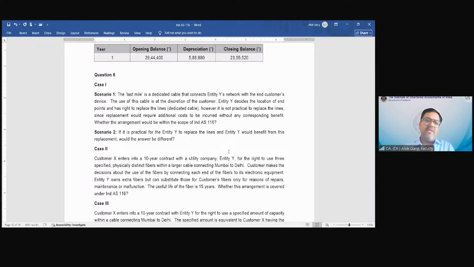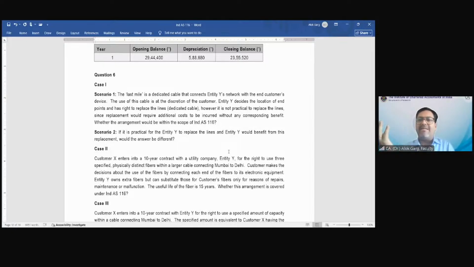So friends, in this question, entity Y, I think it is talking more from the lessor perspective, right? So basically what happened, entity Y is having a dedicated cable. Entity Y has a network, okay? So entity Y cable is used by the customers, okay? Entity Y is the one who's deciding the location, and entity Y has a right to replace the lines, okay?